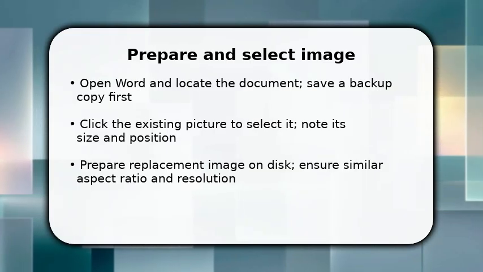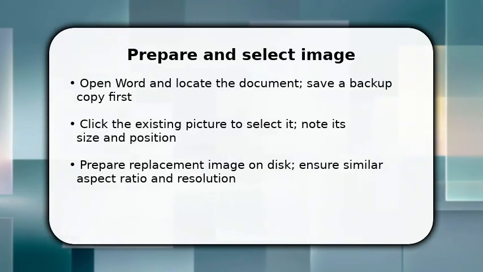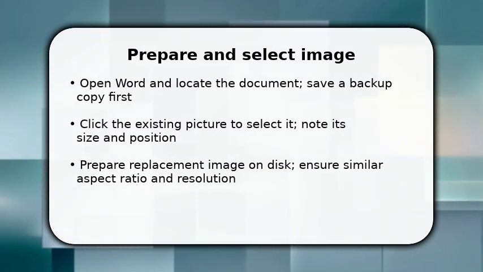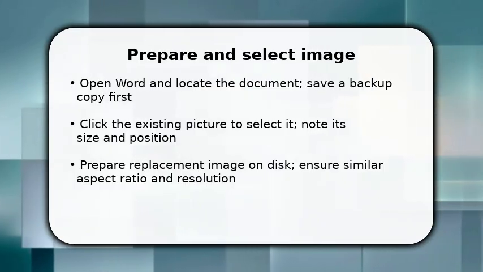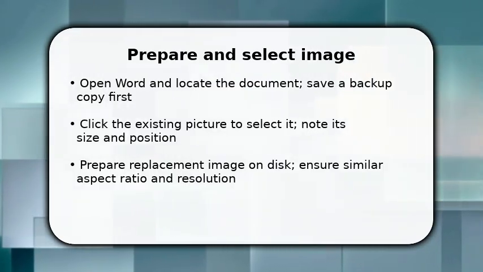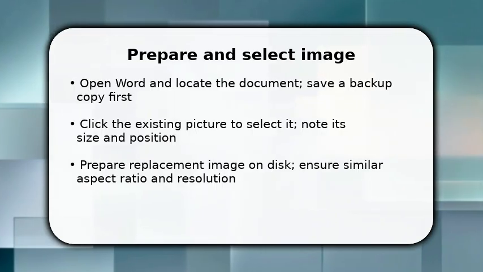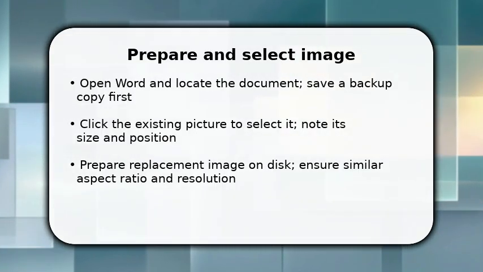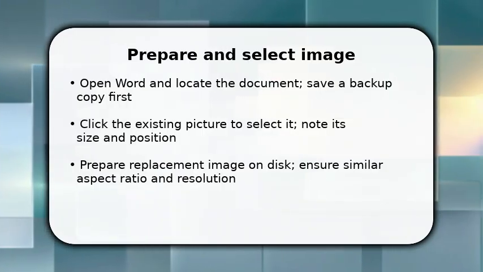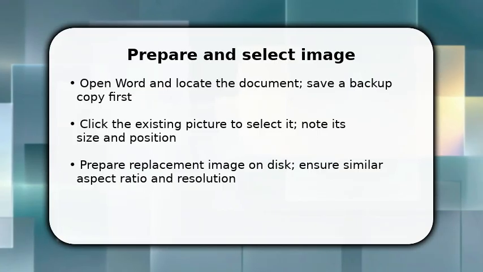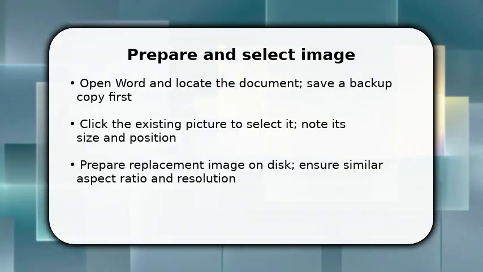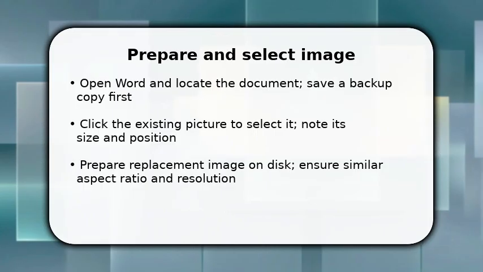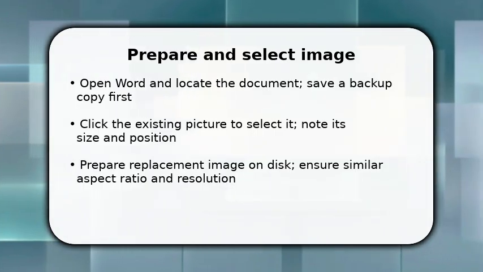You've opened the document and saved a quick backup. That protects your layout. First, click the picture you want to replace so Word highlights it. Take note of size, wrap setting, and position because you'll reapply them. Then, locate the replacement file on your computer and check its aspect ratio and resolution so it won't distort. Once done, keep Word visible and the image folder open for the immediate next step.